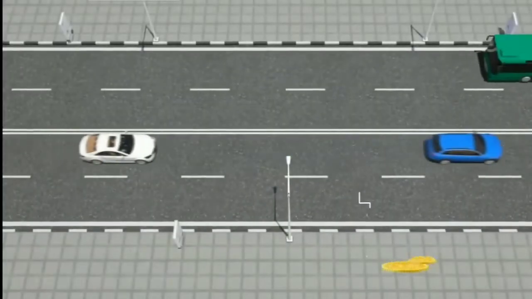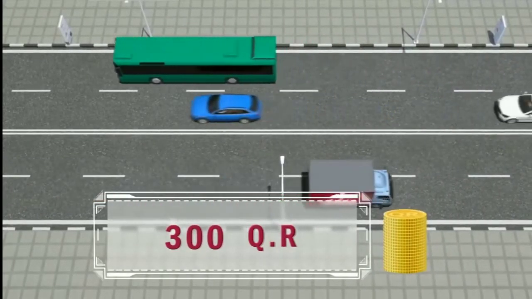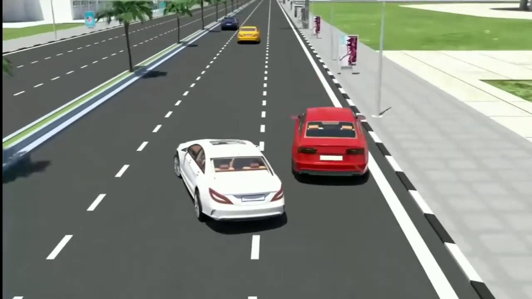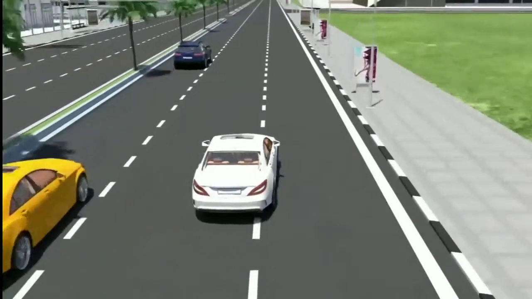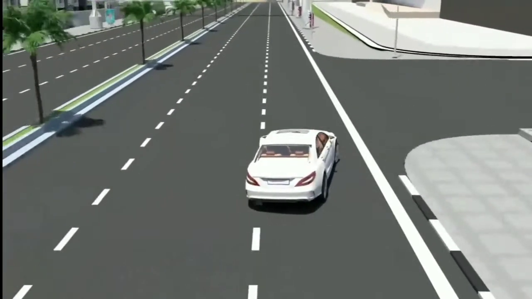The law punishes by a fine of 300 rials everyone who does not commit with the following: failure to control the vehicle and adapt its speed according to road conditions, the situation, the vehicle condition, and load and weather conditions.